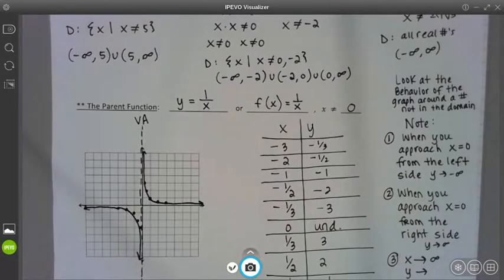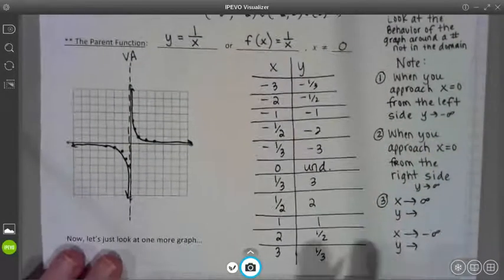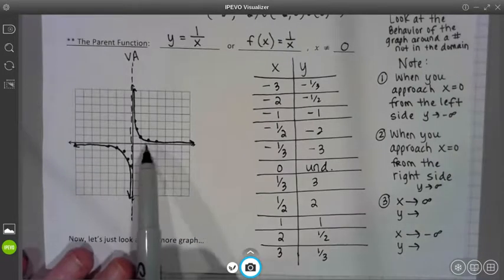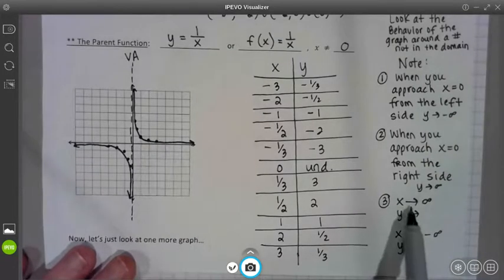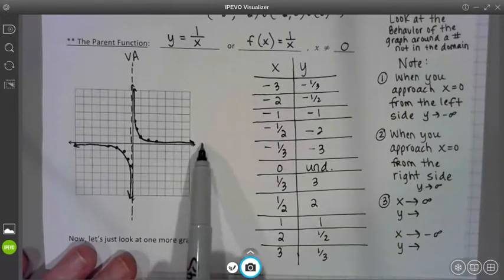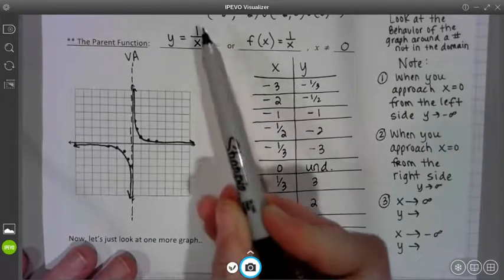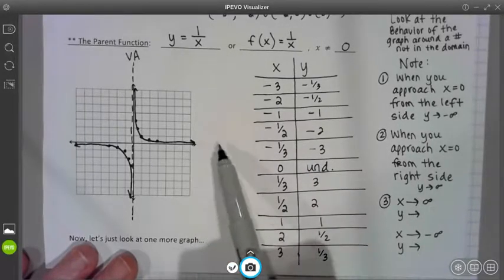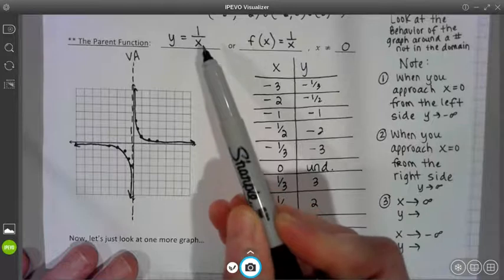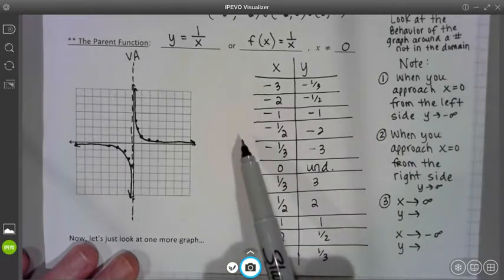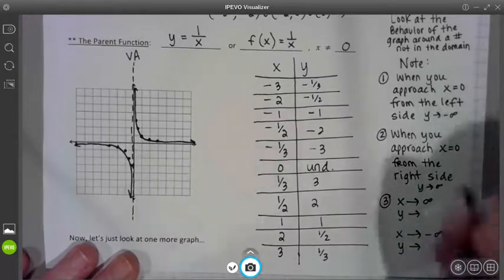You end up with a vertical asymptote at x equals 0, okay? And then I also want you guys to take note of what the y value is doing as x got bigger and bigger and bigger. As x goes to infinity, as x got bigger and bigger, the y value got closer and closer to becoming 0, but it will never become 0 because 1 divided by a number will always equal something. As x got really, really big, 1 divided by a really, really big number just got closer and closer to becoming 0, but it doesn't actually become 0, right?